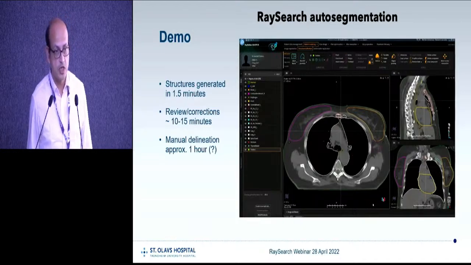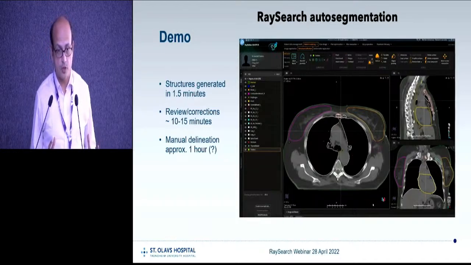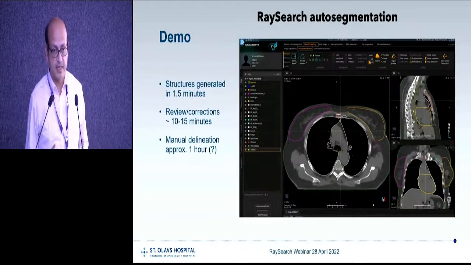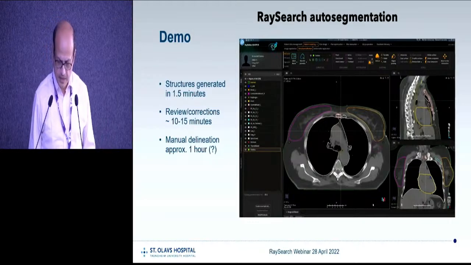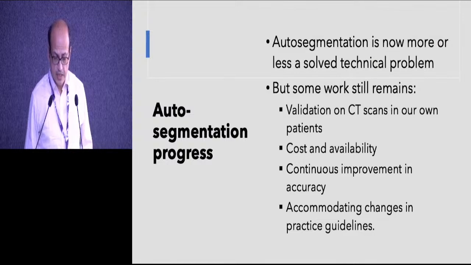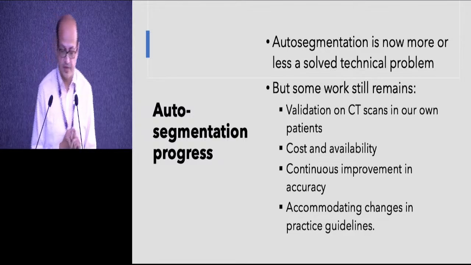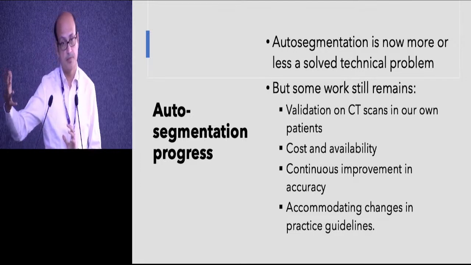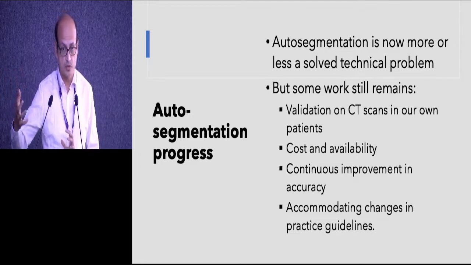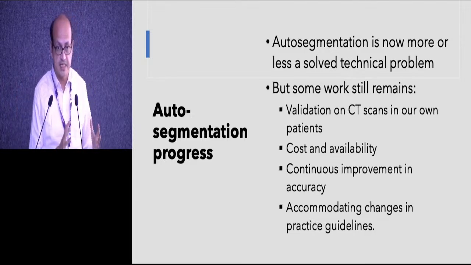So we spend a lot of time contouring. In a few years, we won't be spending that time. Now, in terms of autosegmentation progress for organs at risk, it's more or less a solved problem, but there are a couple of things that you need to be aware of. First is that you may get a program that is being sold to you, but you need to check it on your own CT data.